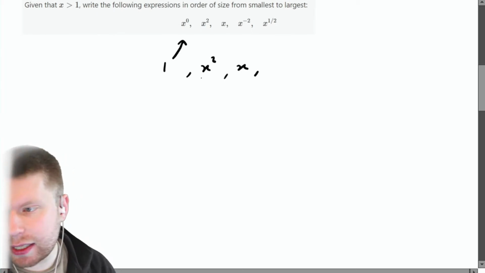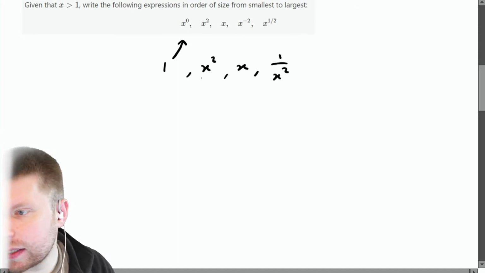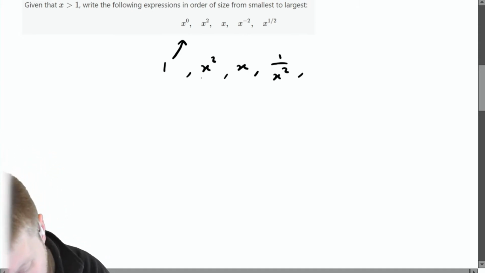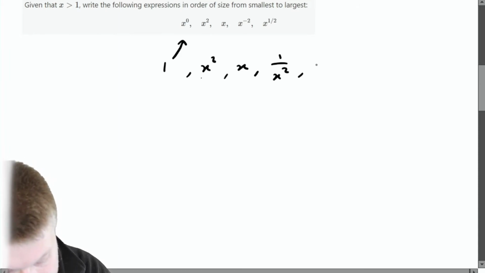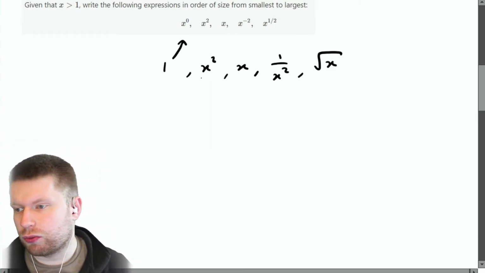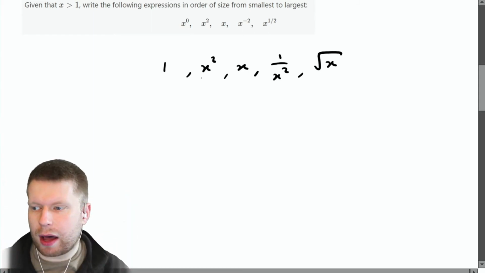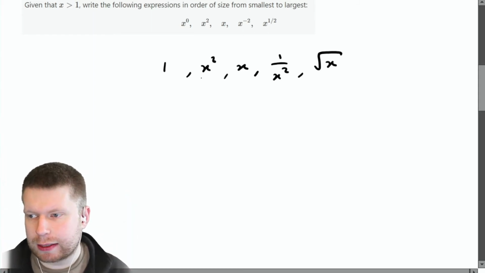Okay, x to the power of negative 2, I'm going to write that as 1 over x squared. Okay, because that's literally what that means. And then x to the power of 1/2, I'm going to write that as the square root of x. Just remember that that's a fraction, so I can treat it as a root instead. Okay, so this is really what I'm thinking about when I'm thinking about that list there. I've just rewritten a couple of things.